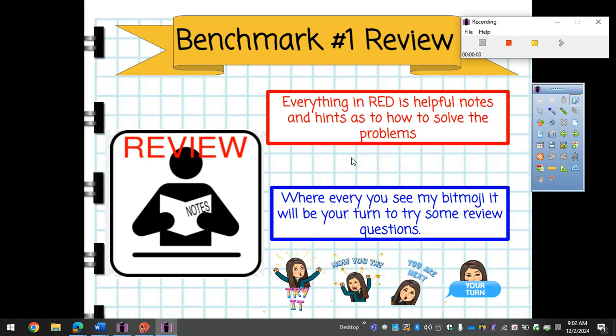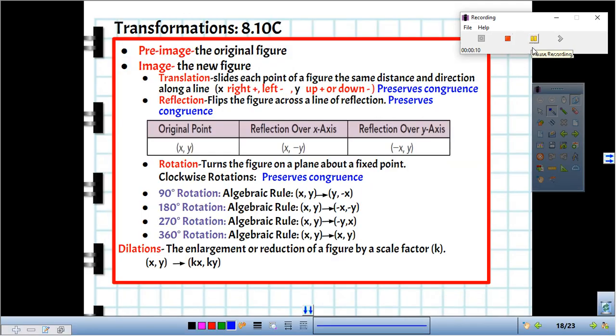Everything in blue is helpful notes, and everything in blue you answer. I'll pause and let you answer the blue, and then you get the answers. And this one here, pre-image, remember that's the original thing, the image is a new one. Translation is going to be plus to the right, and then left will be minus. Y going up is plus, going down is minus. This preserves congruence.